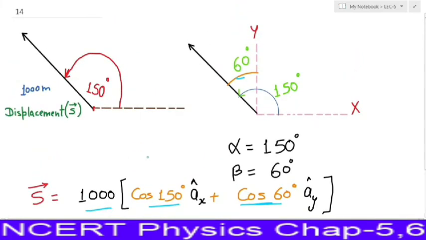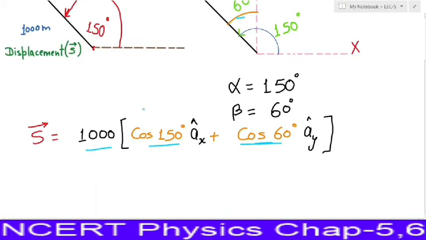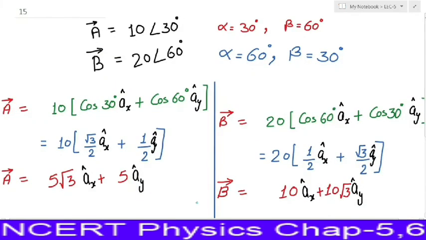In vector representation, sometimes we use i cap and j cap in place of ax cap and ay cap. Suppose now we want to add two vectors with different angles, means with different directions. Suppose we want to add 10 angle 30 plus 20 angle 60. So directly we can't add them, but if we write these two vectors in proper vector form, means in terms of ax cap and ay cap, then we can add them.